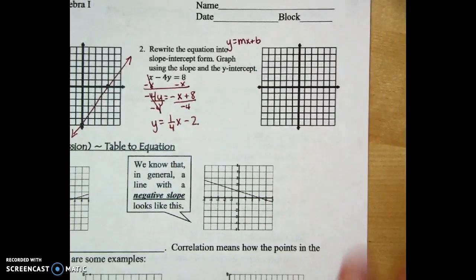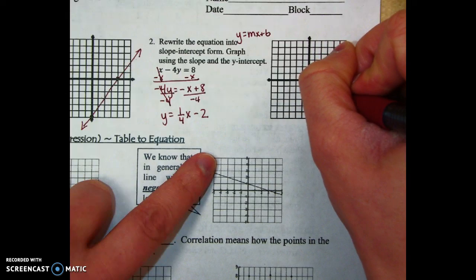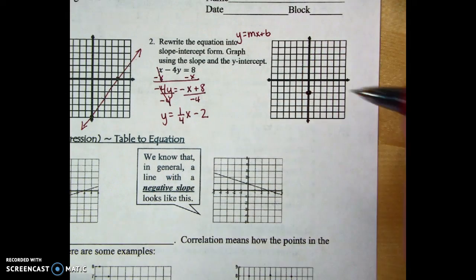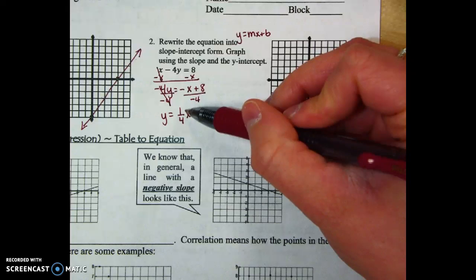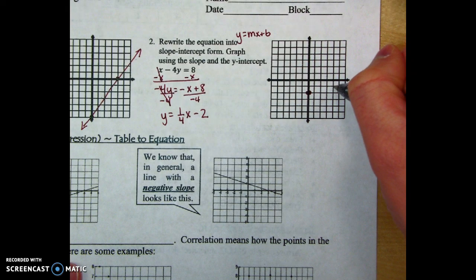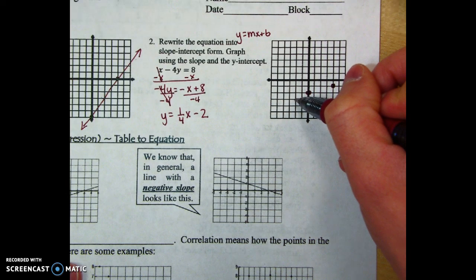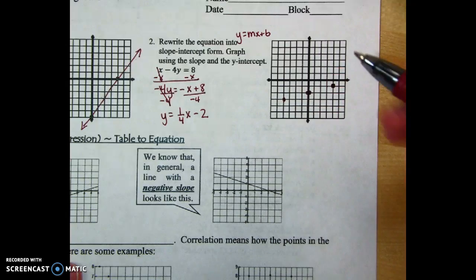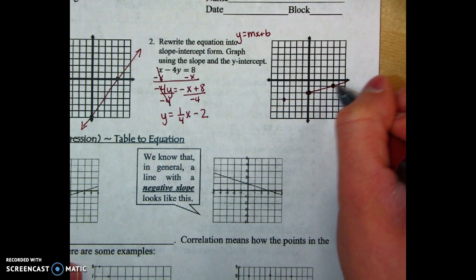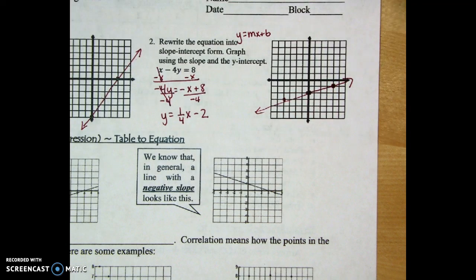To graph it, I start at the y-intercept. Y-intercept is negative 2, so that is right there, if you can see it. Slope tells me to go up 1 over 4 to the right. So 1, 1, 2, 3, 4. If you want to go down 1 and over 4 the other way, that's fine too. Something like that. That was kind of bad, but something like that. Okay, hopefully that wasn't too bad.